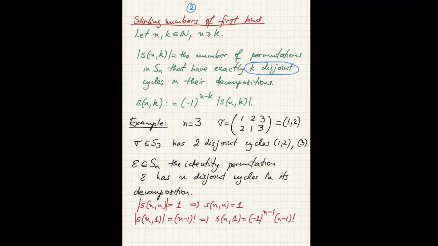And I'll do one more quick example. What is s(n,n-1)? Well, if we have a permutation on n elements with n-1 disjoint cycles in its decomposition, then n-2 of them are going to be fixed points, and one of them is going to be a transposition. So this is the number of transpositions, which is n choose 2, and that leads to s(n,n-1) being minus n choose 2. Okay, so now let's look at these numbers in more detail and see what we can say about them.